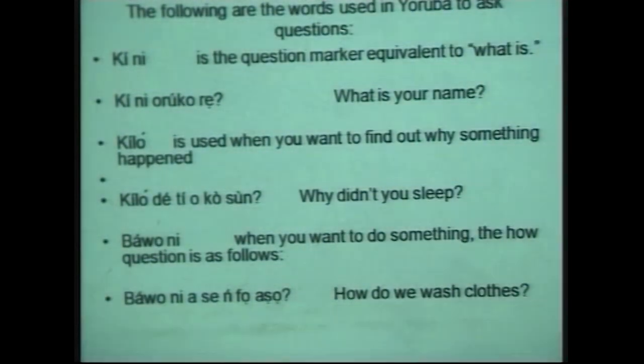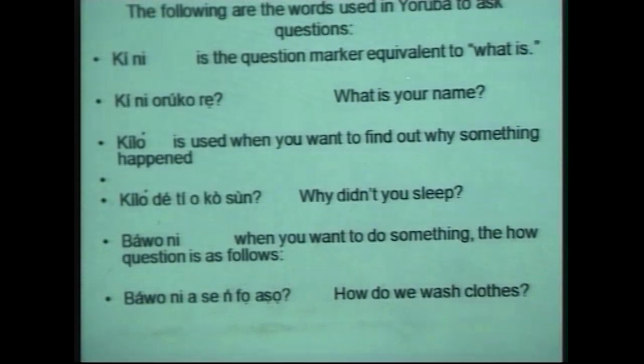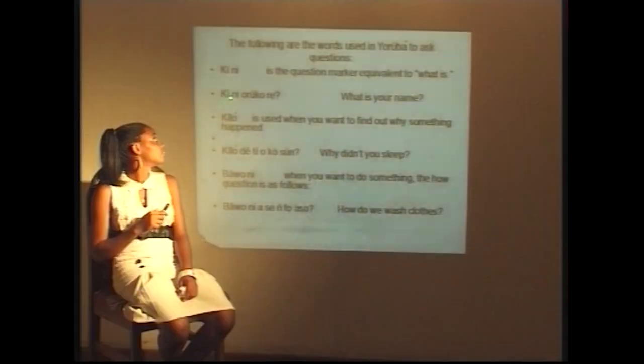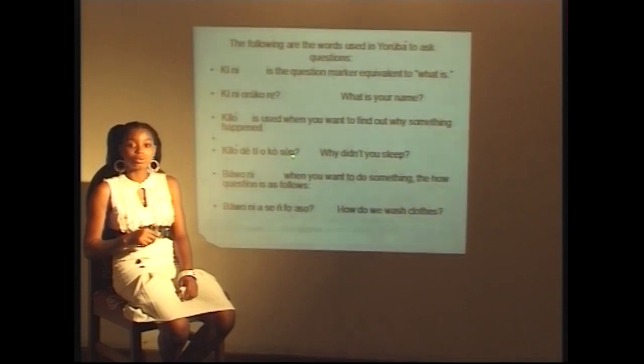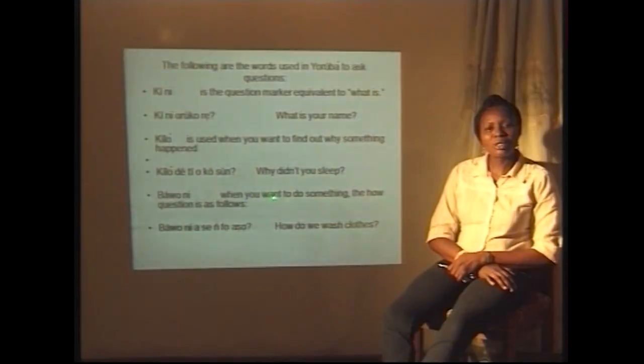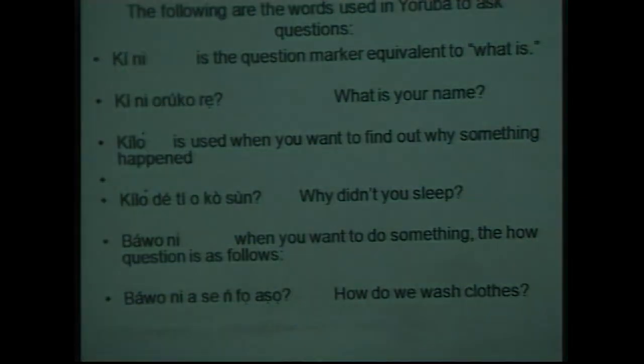The following are the words used in Yoruba to ask questions. Ki ni is the question marker equivalent to what is. Ki ni oruko re. What is your name? Kilo is used when you want to find out why something happened. Kilo de ti oko sun. Why didn't you sleep? Bawo ni. When you want to ask how to do something, the question is as follows. Bawo ni a se n fo aso. How do we wash clothes?